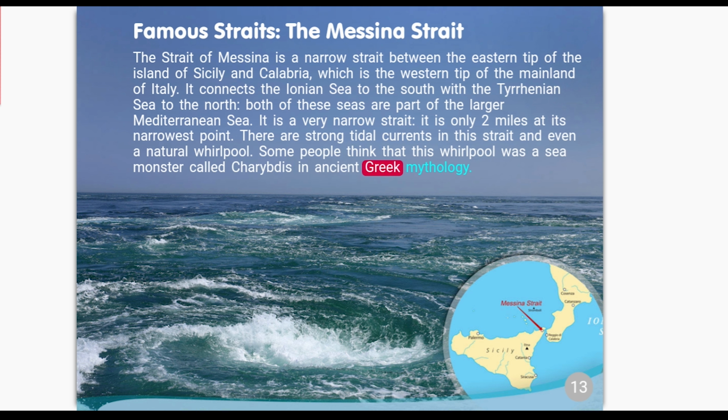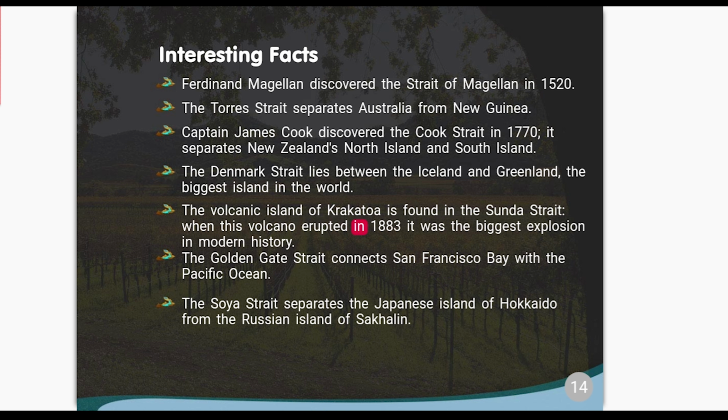The volcanic island of Krakatoa is found in the Sunda Strait. When this volcano erupted in 1883, it was the biggest explosion in modern history. The Golden Gate Strait connects San Francisco Bay with the Pacific Ocean. The Soya Strait separates the Japanese island of Hokkaido from the Russian island of Sakhalin.